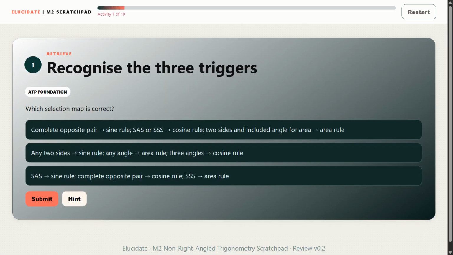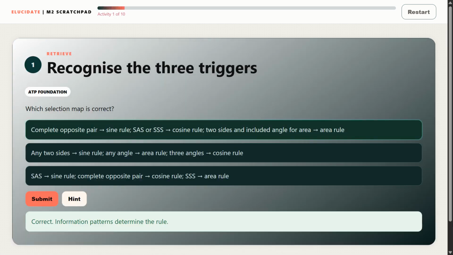In the scratch pad, we are choosing which rule to use. The question asks, which selection map correctly describes the sine, cosine, and area rules? The answer is, complete opposite pair sine, SAS/SSS cosine, two sides plus included angle area.